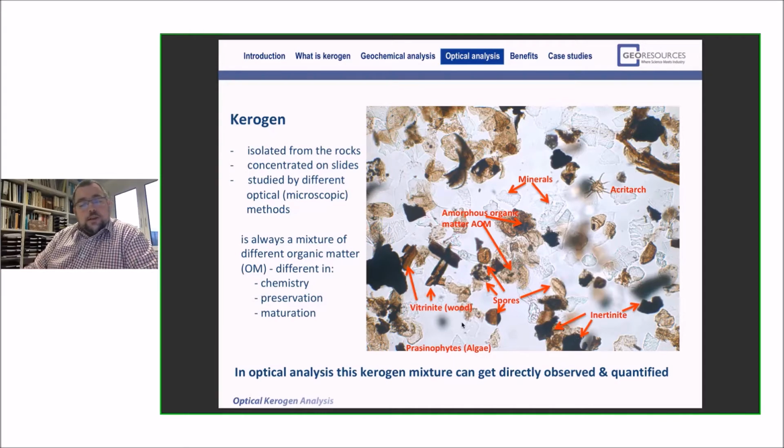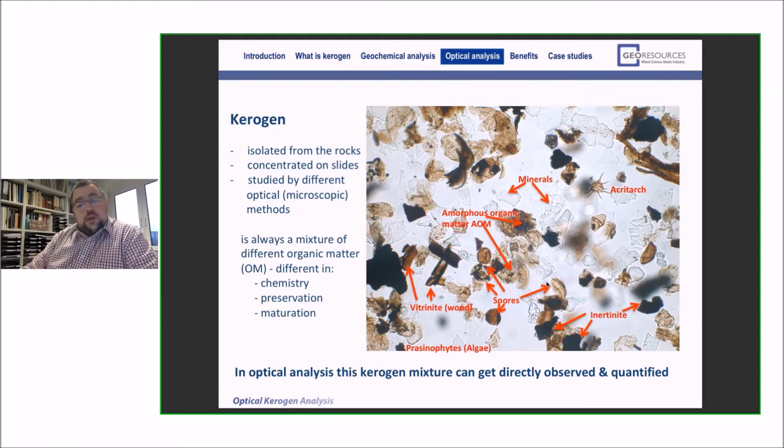And this is typical in almost every sample. We have a mix of all different things in our rock sample. And now we can quantify these different particles from our slides. We can make a volumetric analysis of the different particle groups, and from this we can make an estimate of how much of the different kerogen types we have in this sample.